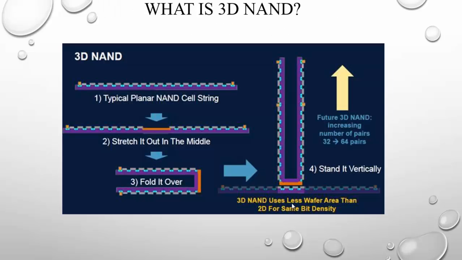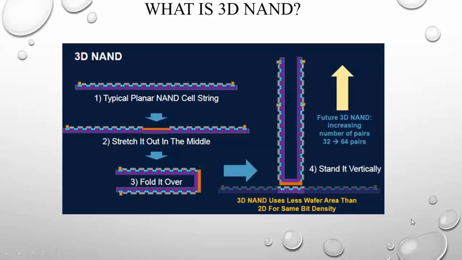And the next thing is what is 3D NAND. Here I am explaining exactly how they convert from planar NAND to 3D NAND. NAND flash cannot be scaled much further in length and width on the die surface.